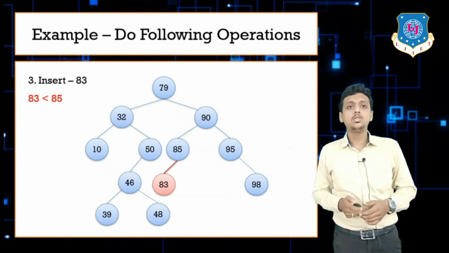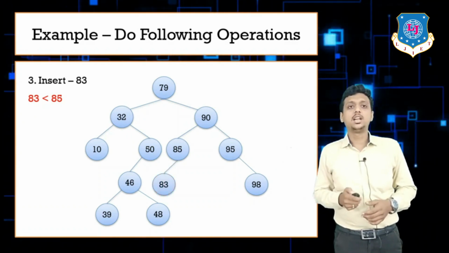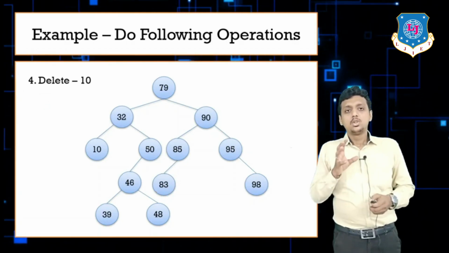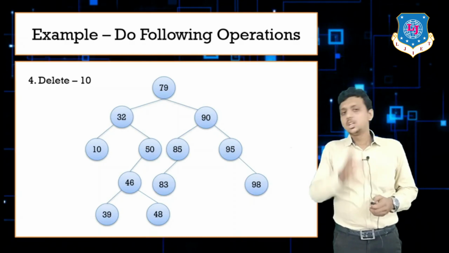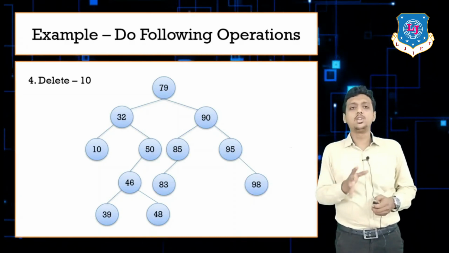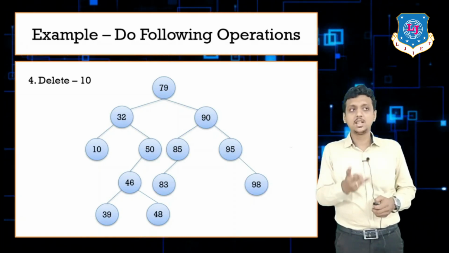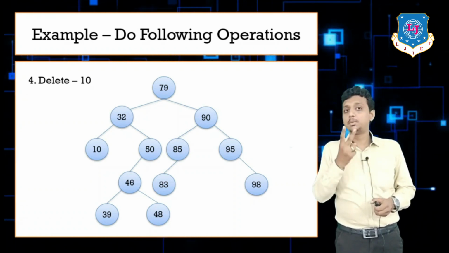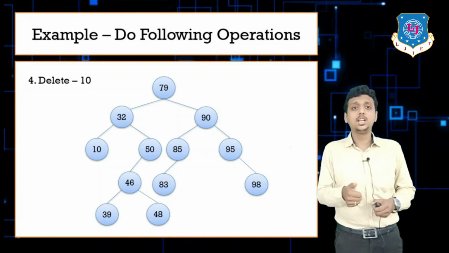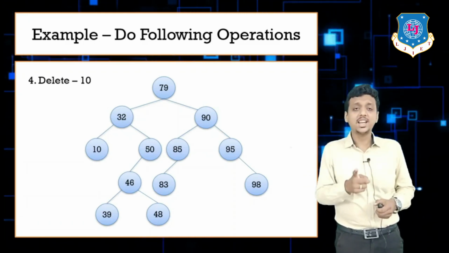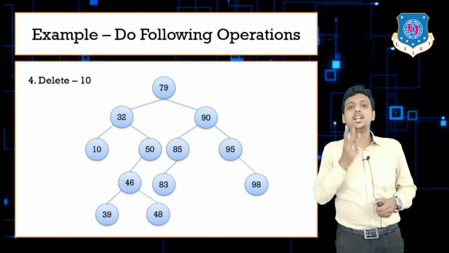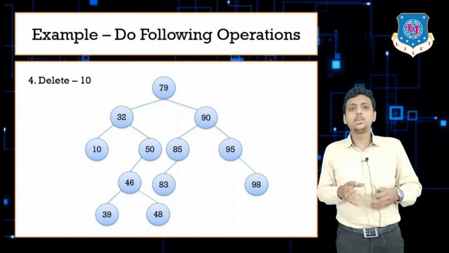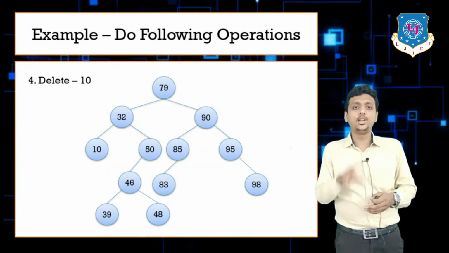Okay, so next we have delete 10. This is a deletion operation, students. If you remember, for every deletion operation we have three cases. Case number 1, where we want to delete a leaf node. Case number 2, where we want to delete a node which contains one child. And case number 3, where we want to delete a node which contains two children.